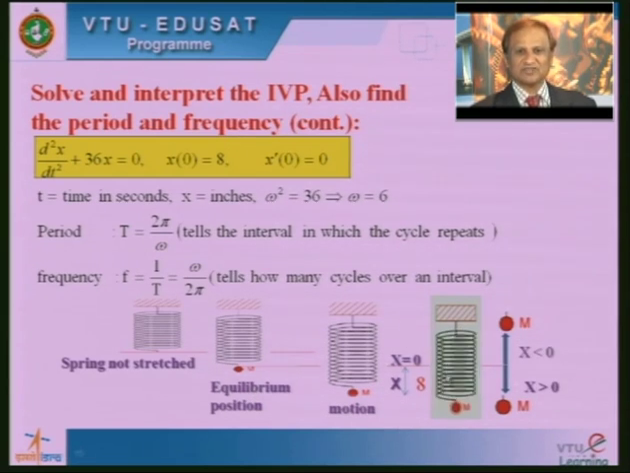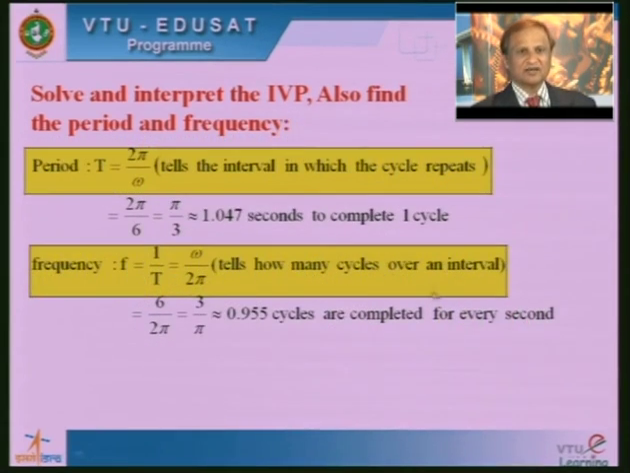I hope we can observe the animation. Initially, they have given the displacement, say 8 units. Is it clear? So, by using this formula, I can calculate the period, T equals 2 pi by omega. The pi value is known, so I will substitute and simplify, and I can obtain approximately 1.047 seconds to complete one cycle.